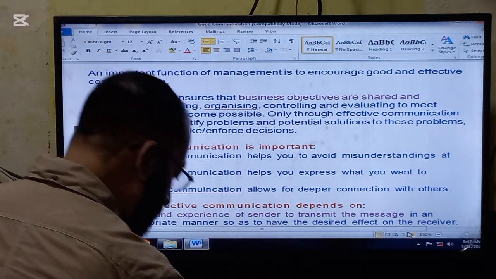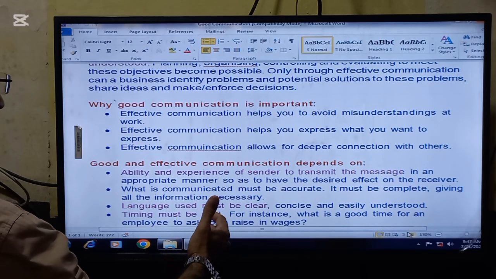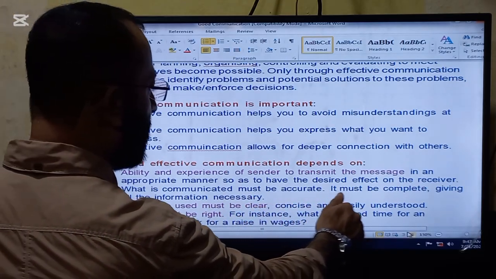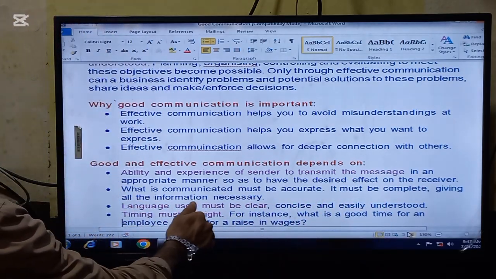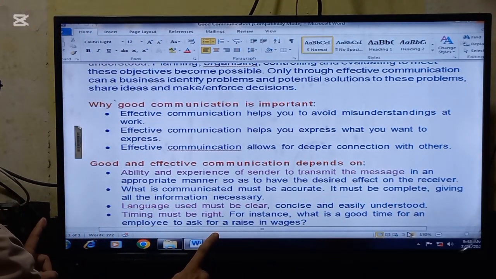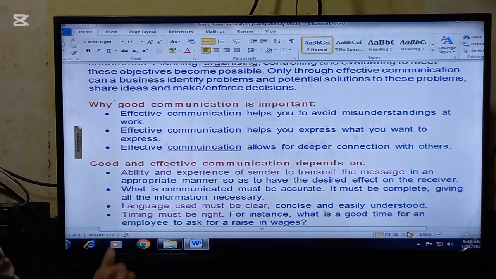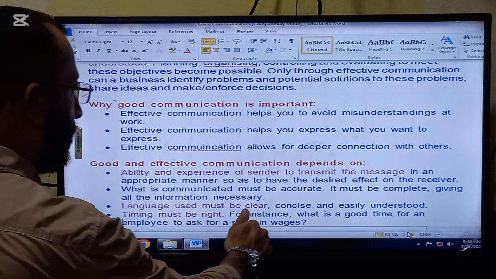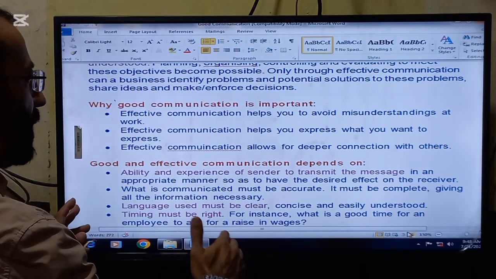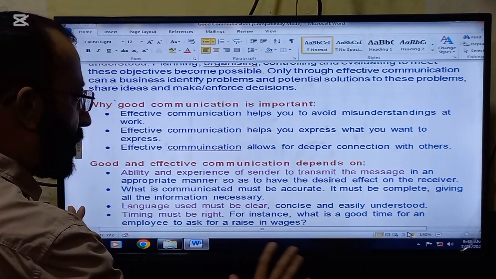Good and effective communication depends on certain factors. Number one is the ability and experience of the sender to transmit the message in an appropriate manner so as to have the desired effect on the receiver. This is the first factor. The second one is that what is communicated must be accurate. If the message is inaccurate, no matter how able you are, good communication will not take place.